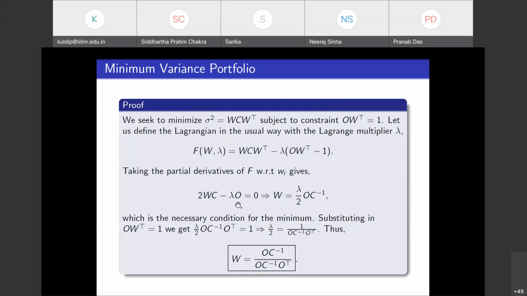So you get twice WC minus lambda O. So you have got the weights. It's very nice. You have got the weights of the portfolio which gives the minimum risk. So you got weights equal to lambda over 2 into OC inverse.